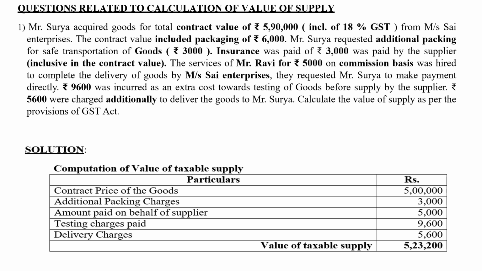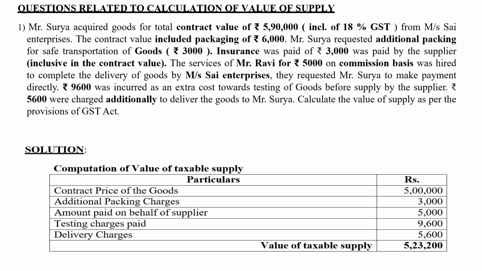Then Sai Enterprises requested Mr. Surya to make the payment directly of rupees 9,600, which was incurred as an extra cost for testing, so we will include in our particulars testing charges paid 9,600. Then rupees 5,600 were charged additionally to deliver the goods to Mr. Surya. So the delivery charges of 5,600 we are going to include.